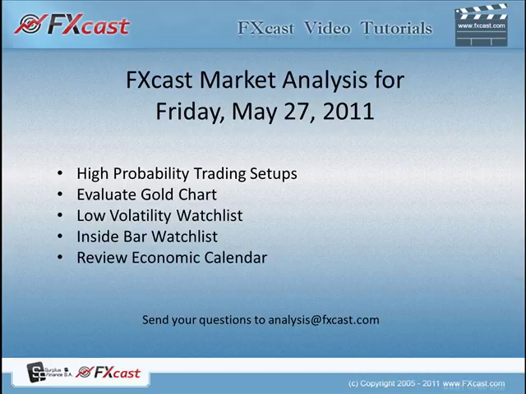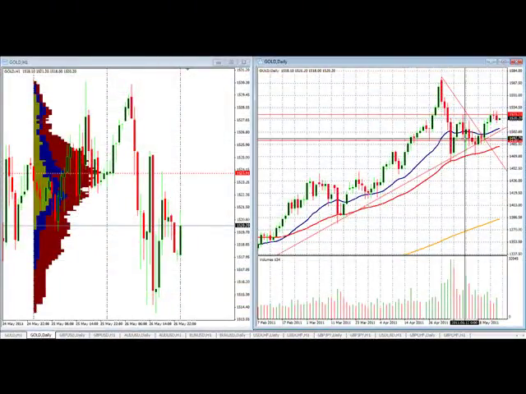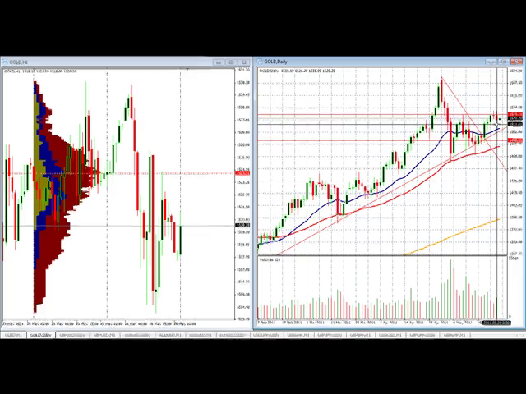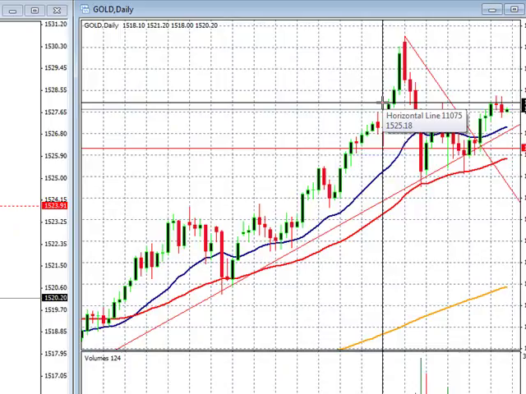Let's pull up the charts. As always, we will start off with the gold chart. And we can see that today was a down day for the market, but more importantly, our resistance line, which we have drawn in for a couple weeks now, is standing strong. So this 1525 is holding up as resistance.